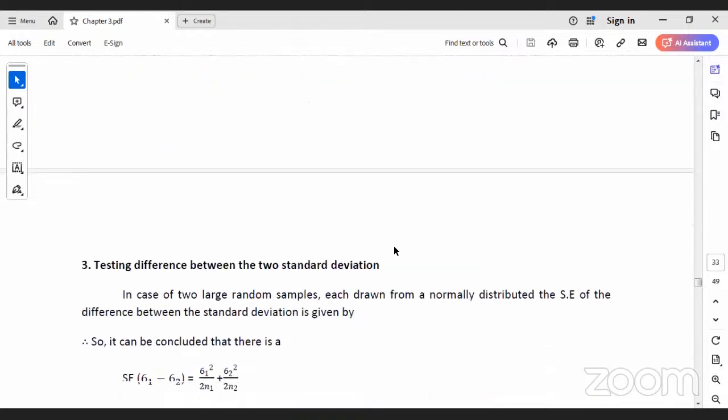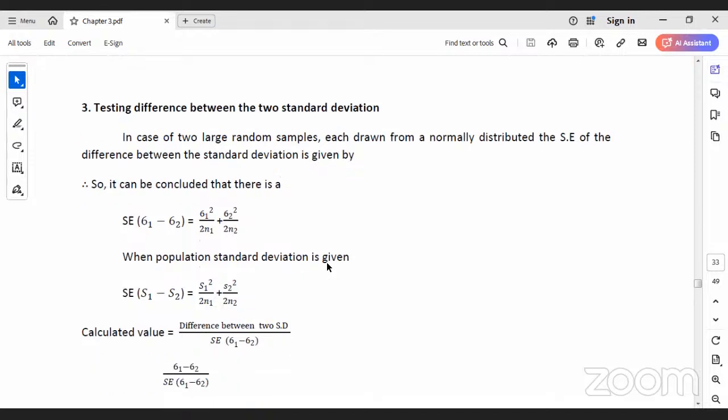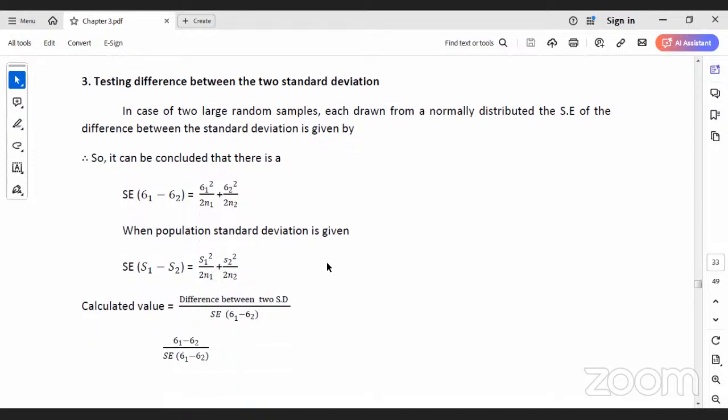Okay, so at least that chapter also completed. Large sample also completed. Unit number 15. Then unit number 16, small sample. Difference, testing the difference between two standard deviations. Here we are doing two standard deviations. See, in large sample, the last method we are going to do is two standard deviations.